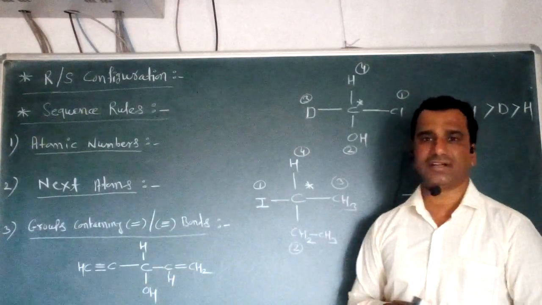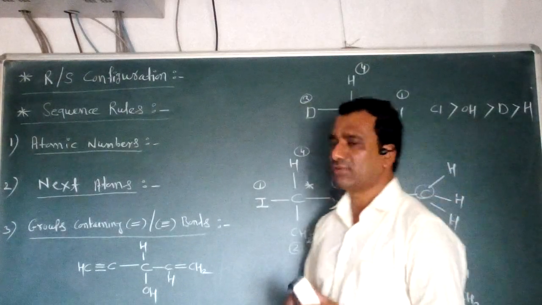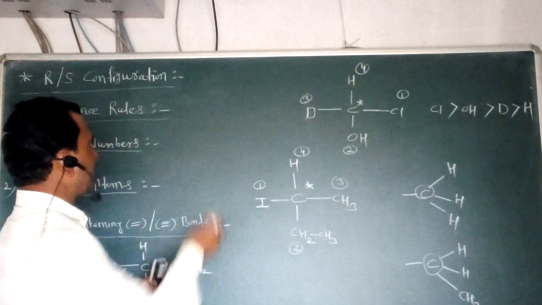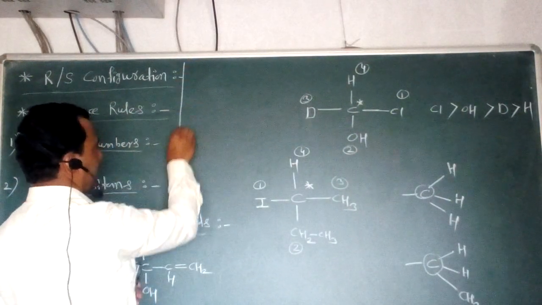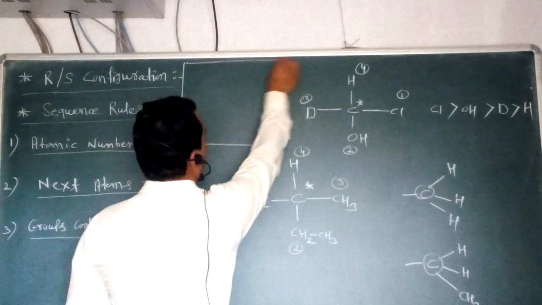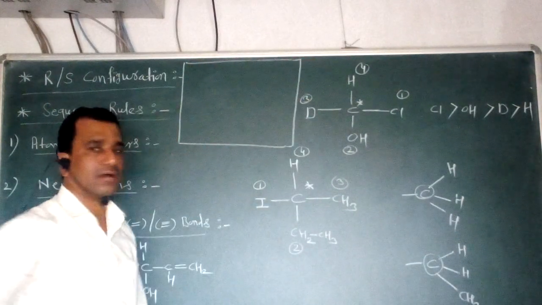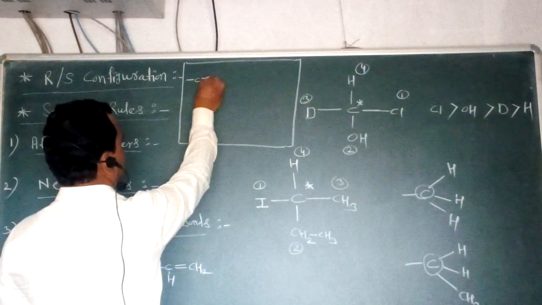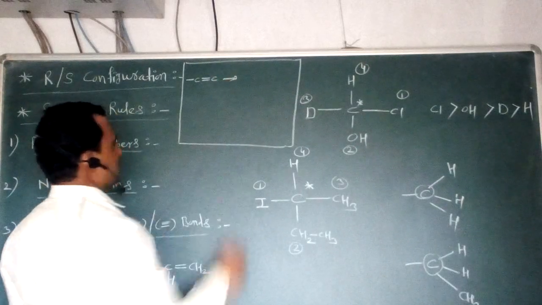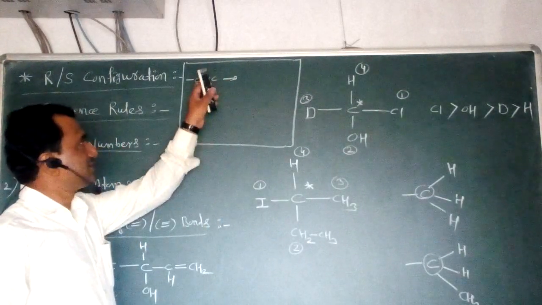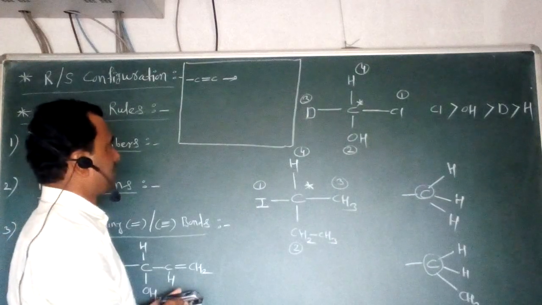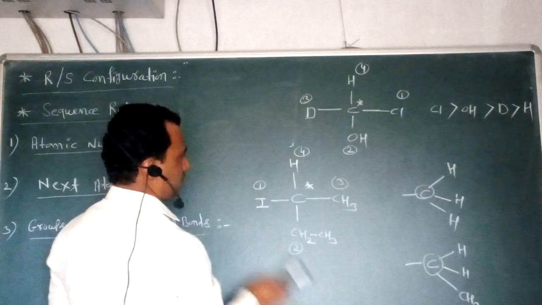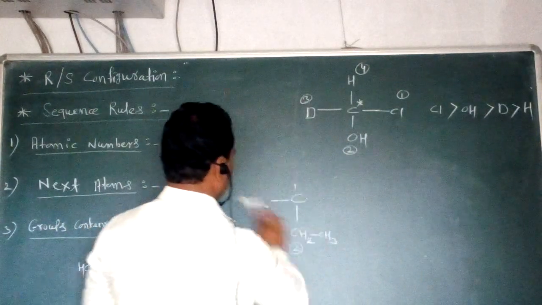Now, as far as this third sequence rule is concerned, what we have to take into consideration are the atoms in these double or triple bonds. Suppose in our molecule or in a particular chiral center, C double bond C is present, then what happens? If this C double bond C is present, then what do we have to take into consideration?